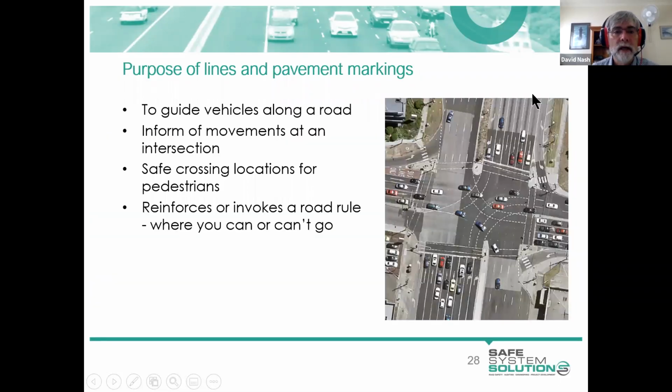Okay, so the purpose of lines and pavement markings is to guide vehicles along the road. So that's a very important role for them to play. They inform of movements at intersections, generally through arrows on the pavement, and mark safe crossing locations for pedestrians. They reinforce or invoke road rules about where you can or can't go. So again, understanding the road rules in relation to pavement markings is important.